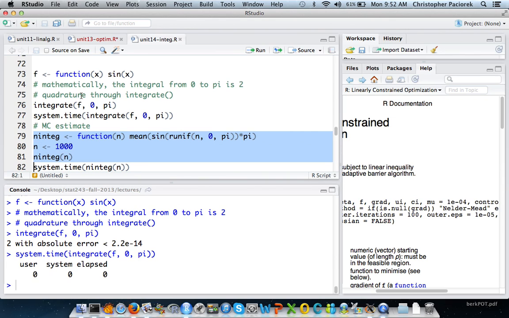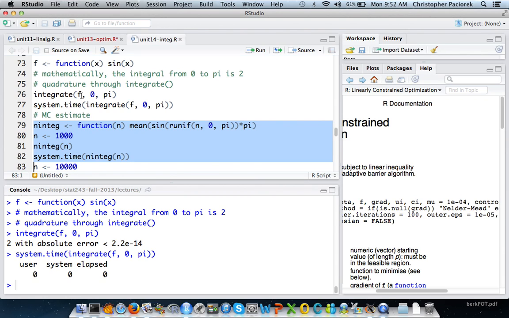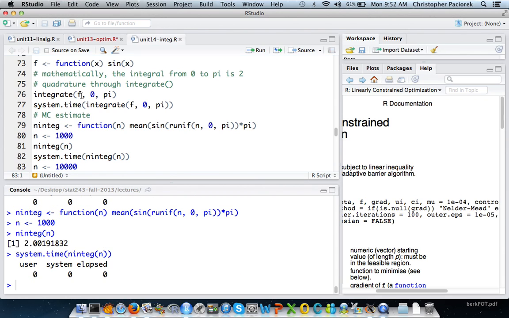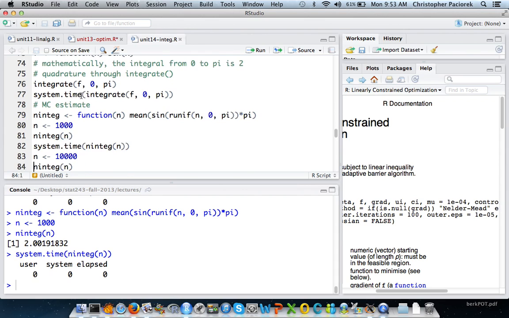And I can do that with different values of n and see how long it takes and see what I get. Okay, so if I do it with 1,000 samples drawn from a uniform from 0 to pi, then I get that my estimate of the integral is 2.001, so it's accurate up to basically 2 decimal places here. And this was really quick. This was also so fast that R couldn't even tell me how long it took. It was under whatever the resolution with which it's doing the timing.